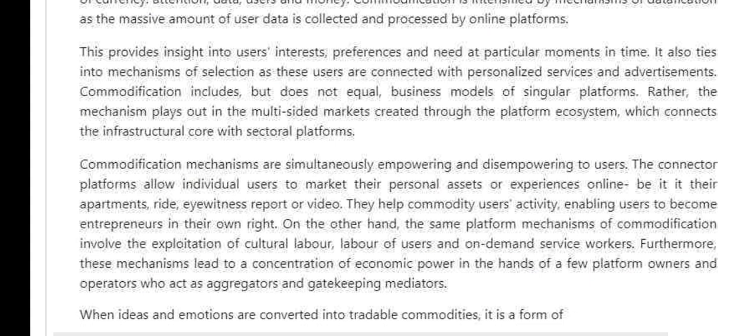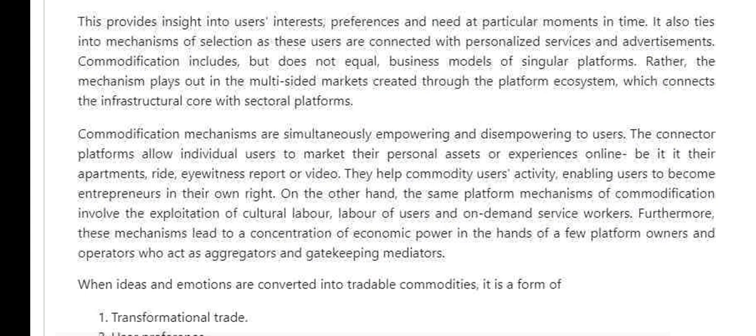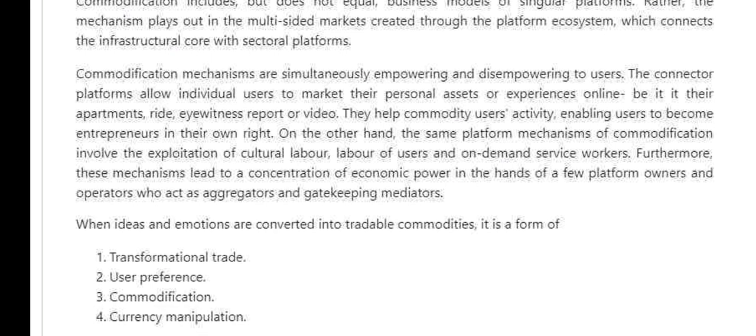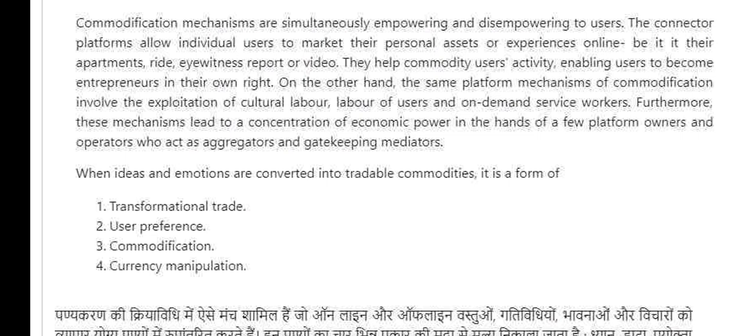as the massive amount of user data is collected and processed by online platforms. This provides insight into users' interests, preferences, and needs at particular moments in time. It also ties into mechanisms of selection as these users are connected with personalized services and advertisements. Commodification includes but does not equal business models of singular platforms. Rather, the mechanism plays out in the multi-sided markets created through the platform ecosystem, which connects the infrastructural core with sectoral platforms. Commodification mechanisms are simultaneously empowering and disempowering to users.